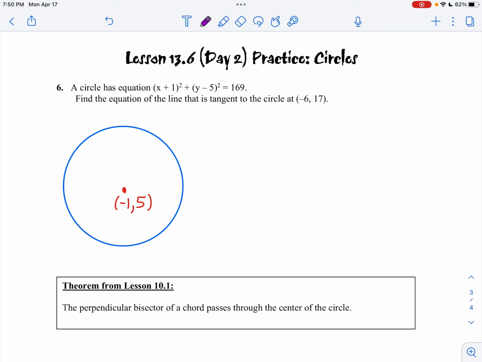Tangent lines was from chapter 10. Equation of lines we did in chapter 13.2. And then the equation of the circle was from 13.6. So all this extra semester review, what could get more exciting than this? So here's the point, -6, 17. And let's try to make a nice tangent line. It's a little crooked, but it's going to be just fine.